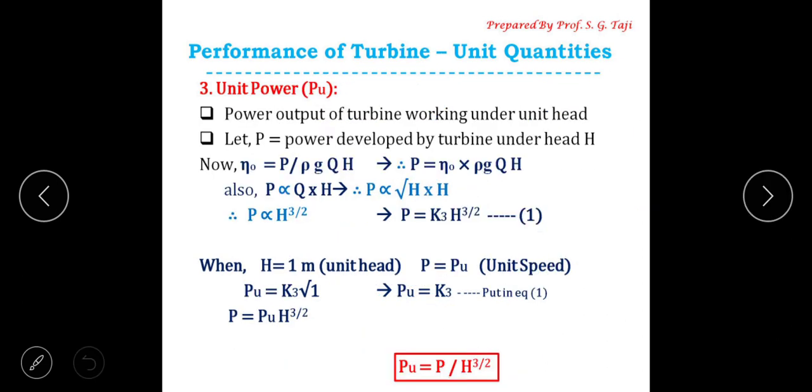Okay. Similarly, unit power Pu is found to be equal to P divided by H to the power of 3 by 2.